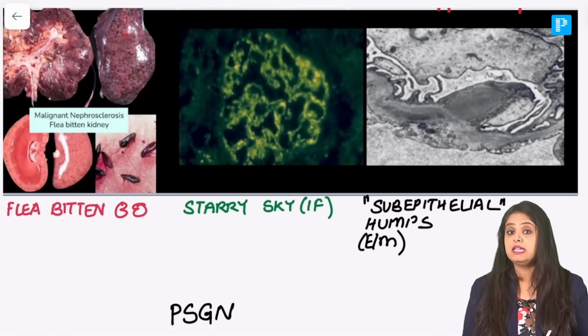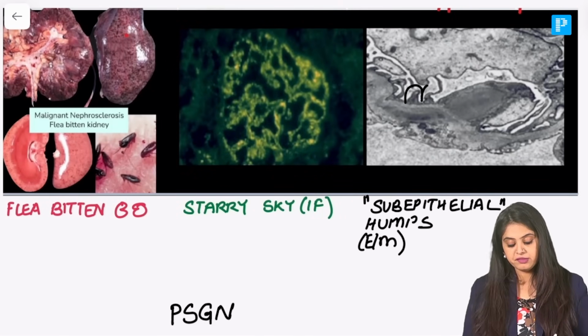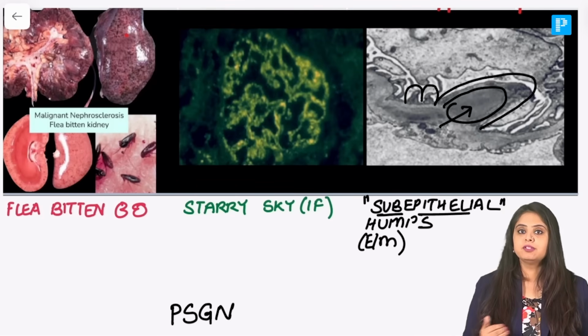What does that mean? That means that these are foot processes. Subepithelium means something below them. Below them, something is going to come and sit, and that is why we call it below the epithelium, below the foot process. Subepithelial humps are noted.